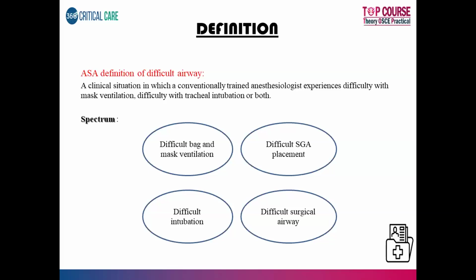According to the American Society of Anesthesiologists, what is a difficult airway? It is a clinical situation in which a conventionally trained anesthesiologist will experience difficulty with mask ventilation, with tracheal intubation, or both. So basically the spectrum of difficult airway starts from bag and mask ventilation. It could be difficult bag and mask ventilation, difficulty in inserting a supraglottic airway, difficulty in intubation, or it could be a difficult surgical airway. So these are all the spectrum of difficult airway.